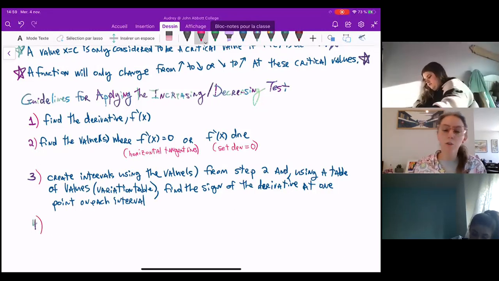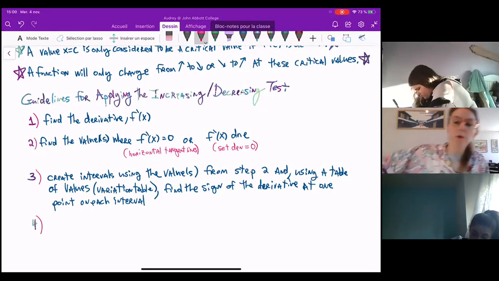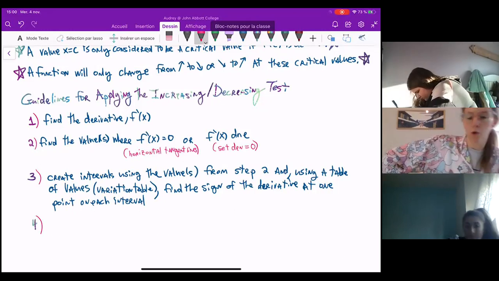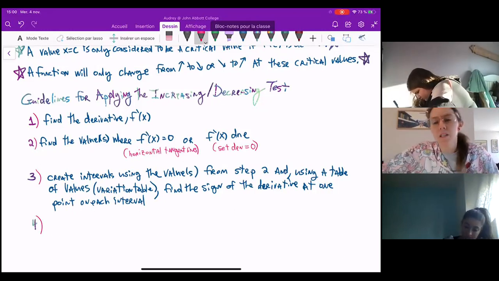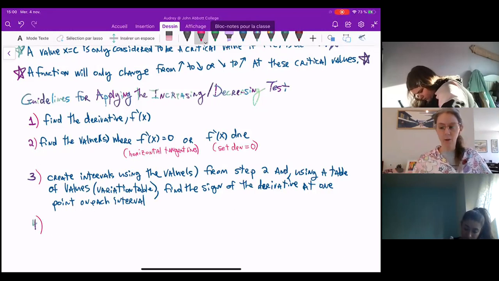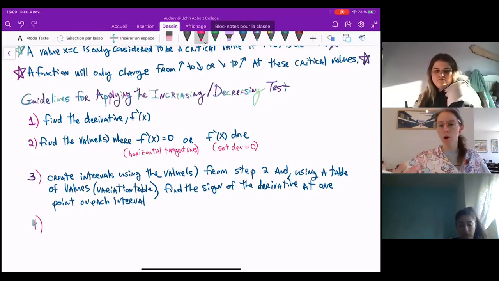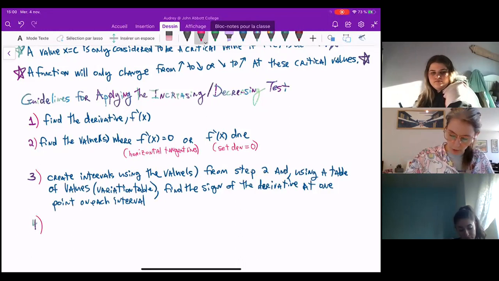So we're going to create intervals using the values from step 2, and then we're going to use a table of values, which you'll often see called a variation table, to find the sign of the derivative at one point on each interval. Then we're going to use our test to make a conclusion.